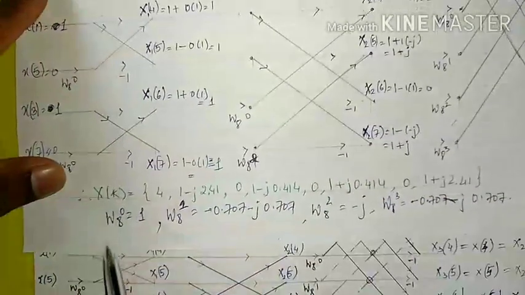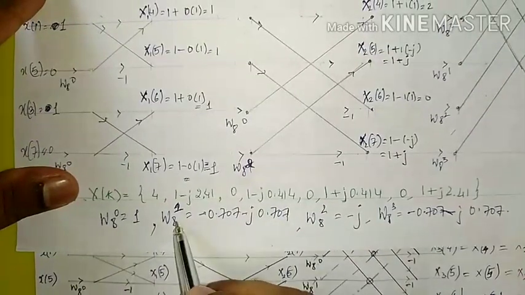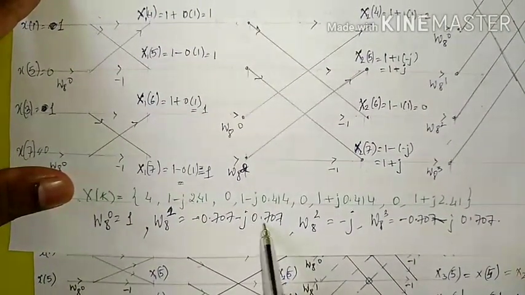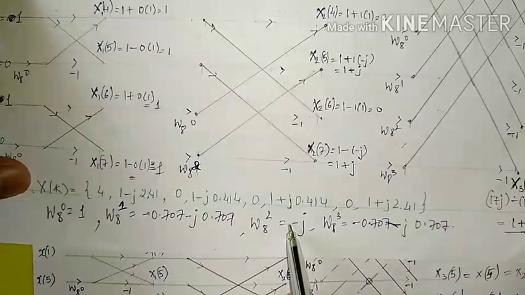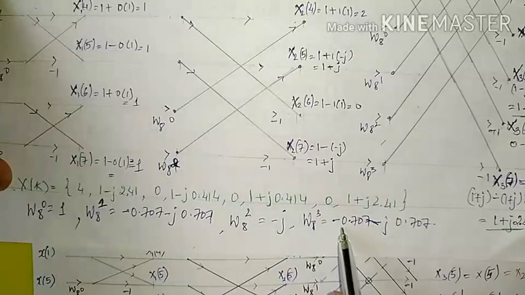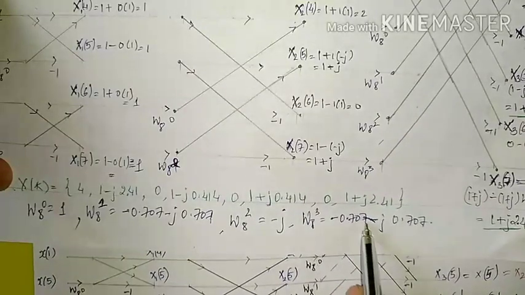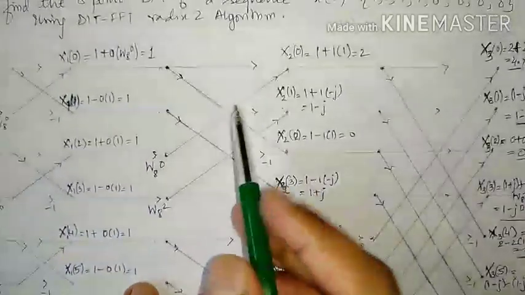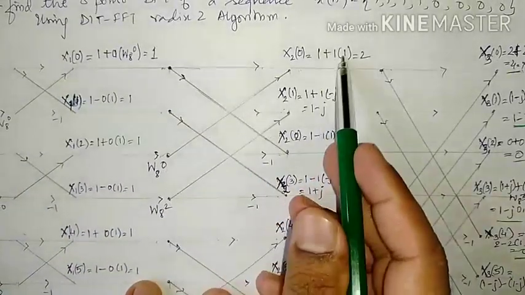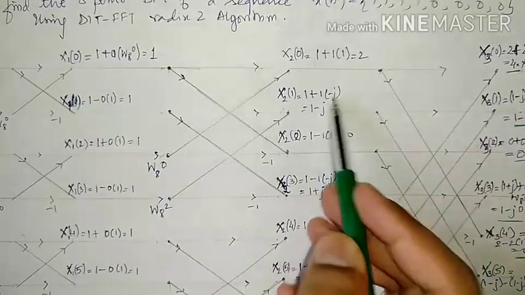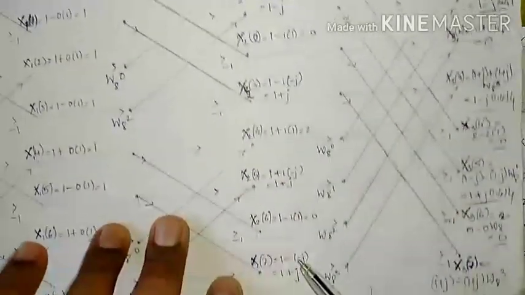So you can see here, W0 value is 1, W1 is minus 0.707 minus j 0.707, W2 is minus j, W3 is minus 0.707 minus j 0.707. So accordingly, for W0 you are getting 1. If you are taking W2, you just need to write minus j, and accordingly you are going to get the answer.